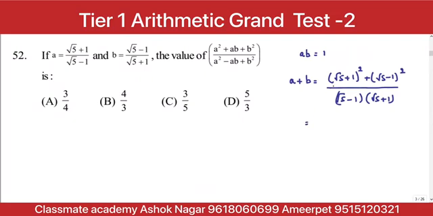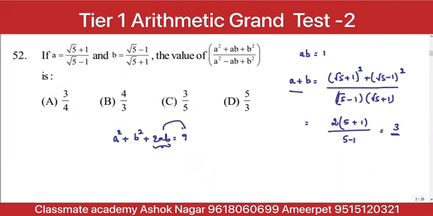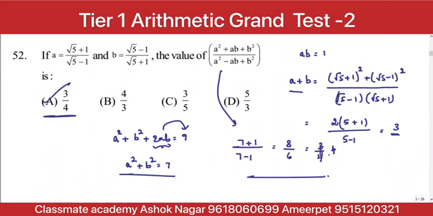So we know that a plus b whole square plus a minus b whole square is 2 into a square plus b square, that is 5 plus 1. In the denominator it is 5 minus 1. So it is 12 by 4, that is 3. Now a square plus b square, you square it, plus 2ab is equal to 9. We know ab is equal to 1, therefore a square plus b square is equal to 7. Substitute it here. 7 plus 1 by 7 minus 1. 8 by 6, or 4 by 3.